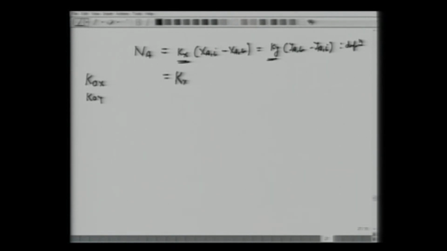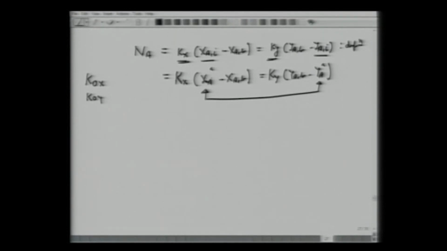This is your Kx. Now we can define capital Kx as (XA star minus XAB), equal to capital Ky (YAB minus YA star). So look at what we have done. We have avoided using interfacial concentrations. Instead of that, we are using two quantities, XA star and YA star. What is XA star? It's in equilibrium with YAB. What is YA star? It's in equilibrium with XAB. So these two are hypothetical.